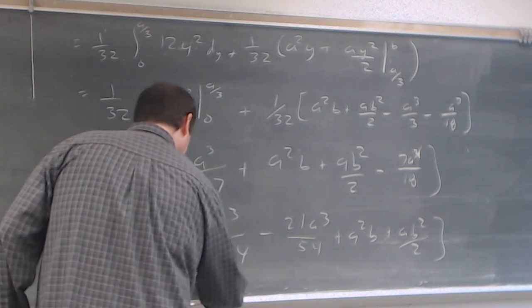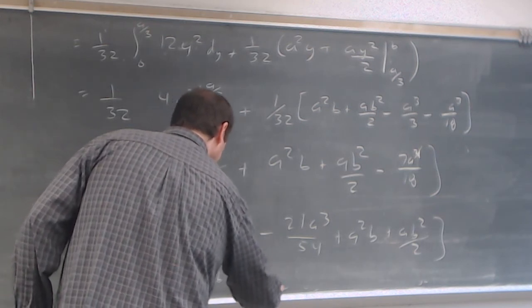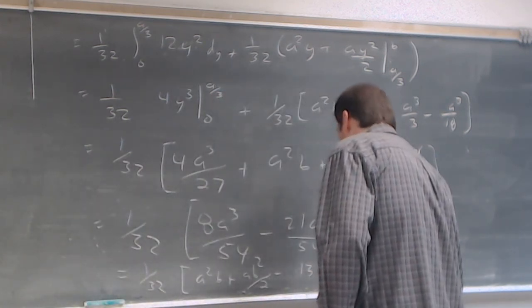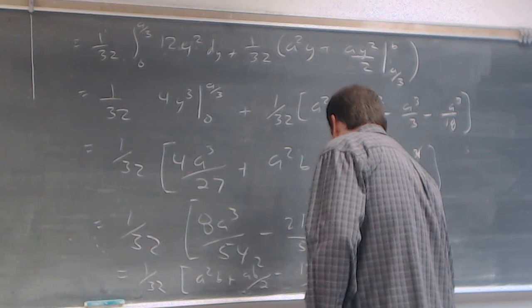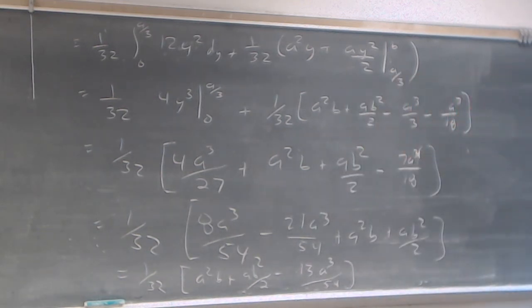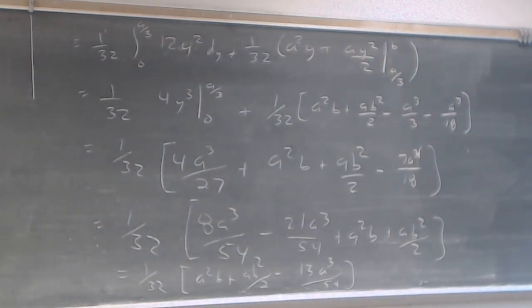So here I'll write down a squared b plus ab squared over 2, and then minus 13a cubed over 54. That's what we get. Now let's try to do the integral as dy dx instead of dx dy. It's much easier in this case.